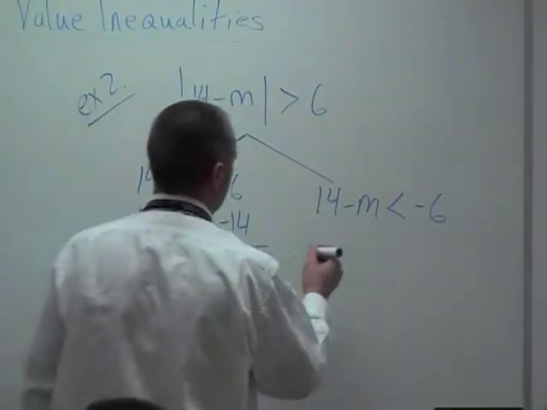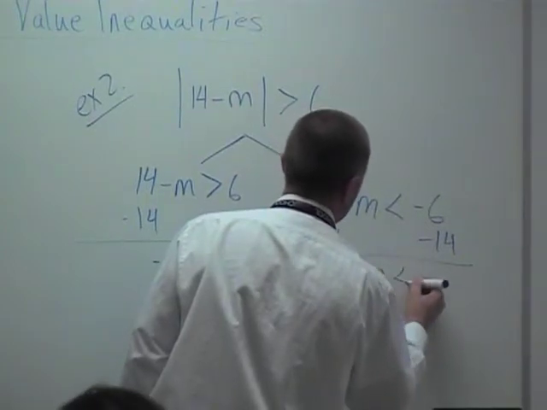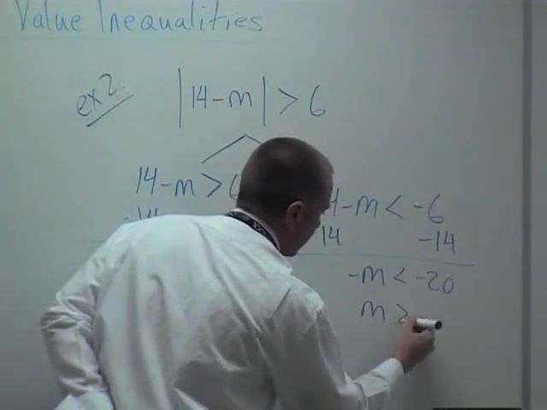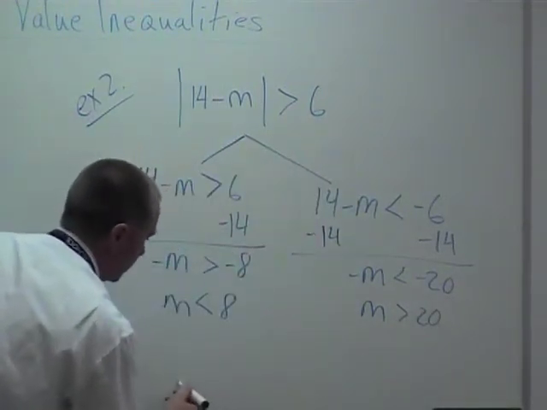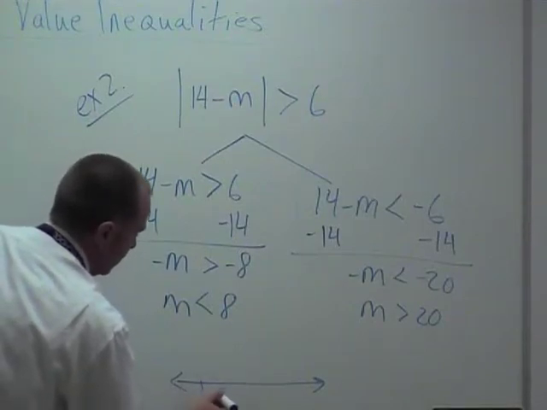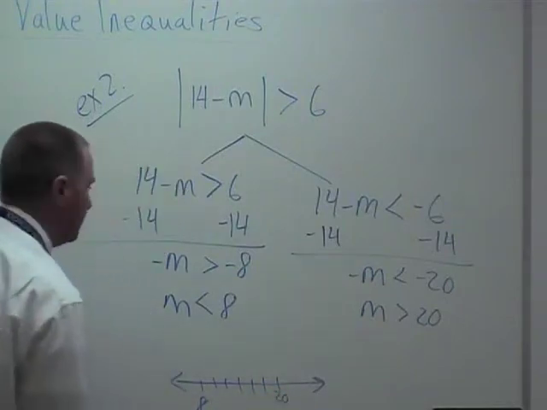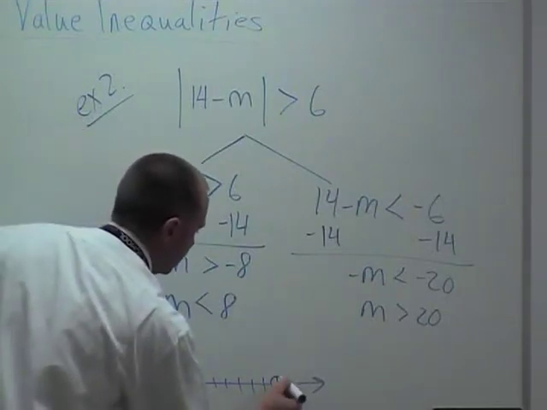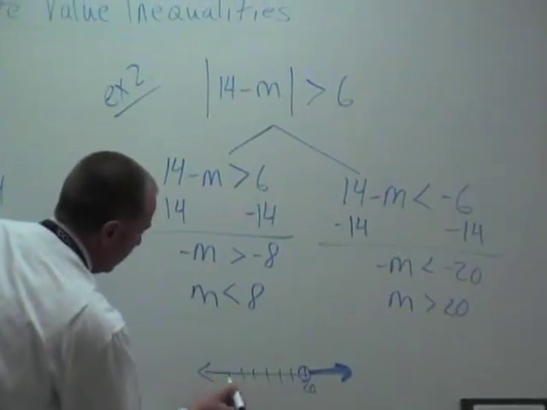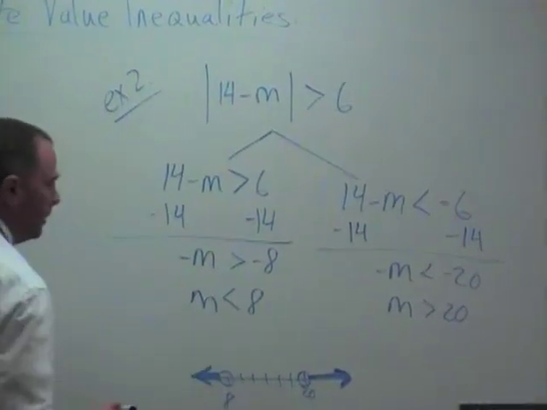Let's see if you got that right. Negative m is less than -20. m is greater than +20. Yes, 20. Alright, so we have 8, 10, 12, 14, 16, 18, 20. Go by 2s. Open dot at 20 shaded to the right. Open dot at 8 shaded to the left.